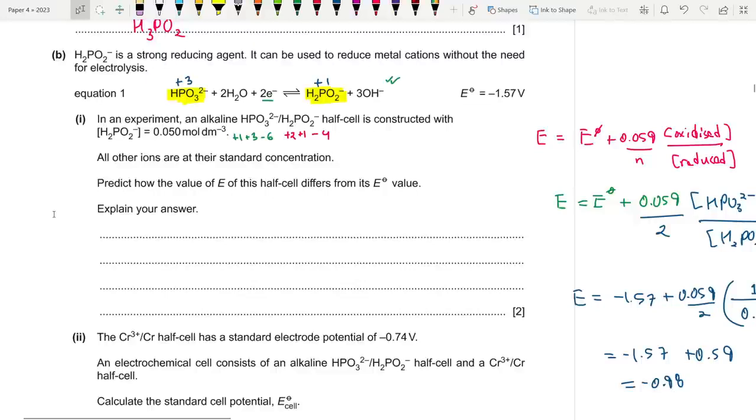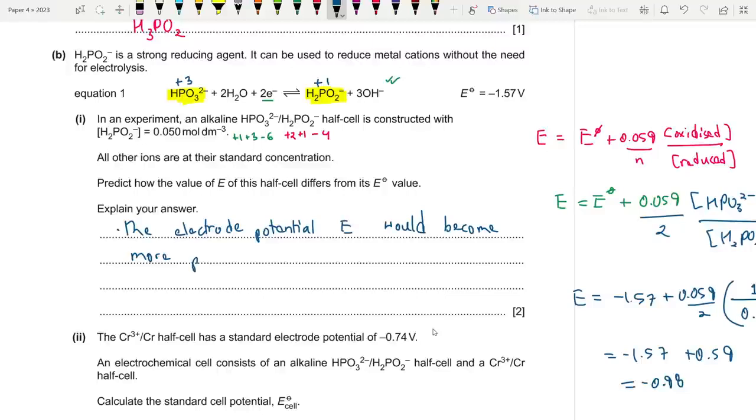So rate how the E of this half cell differs. Okay, so it's going to be more positive or less negative. So the electrode potential E would become more positive or less negative. Okay, as I've shown on the right hand side.